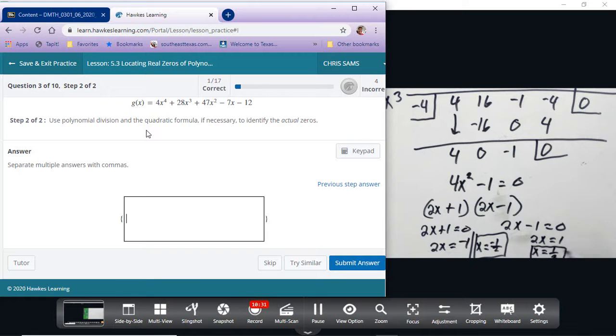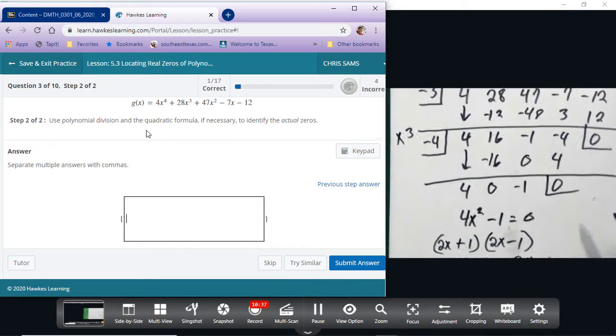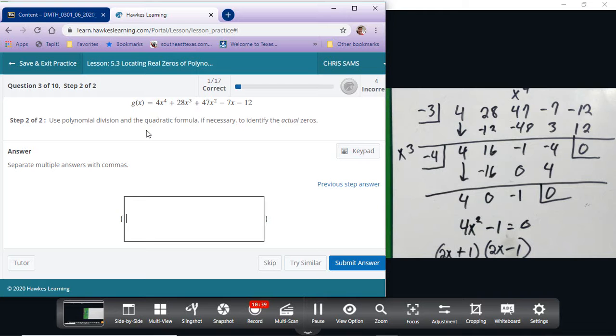So there are our 4 zeros: negative 1/2, positive 1/2, and then negative 3 and 4 that we got from doing synthetic division. Alright, so let's type all of those in. Negative 3, negative 4, and these are in no particular order. They don't have to be, just as long as you get them all. Negative 1/2, and then positive 1/2.